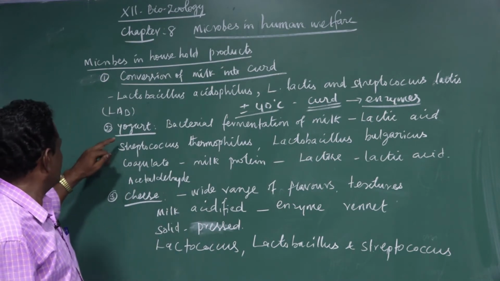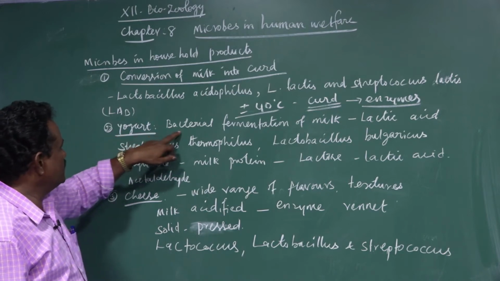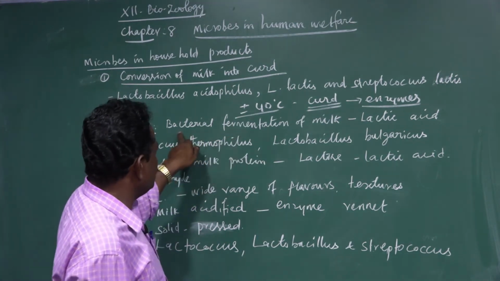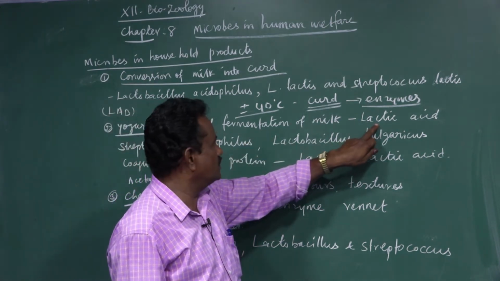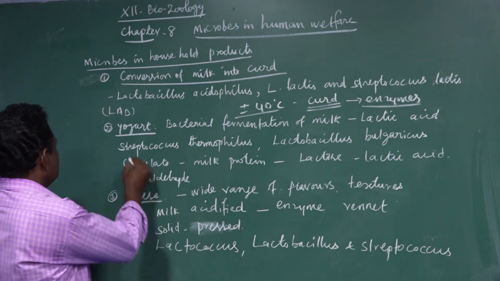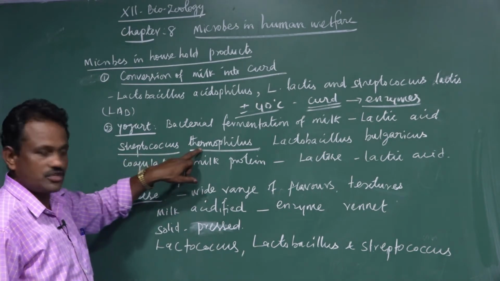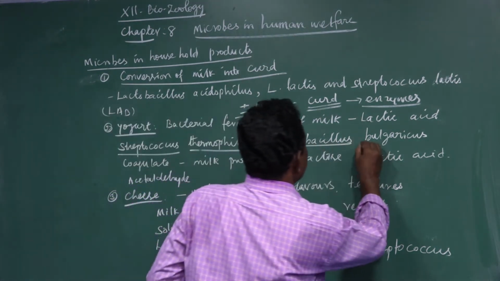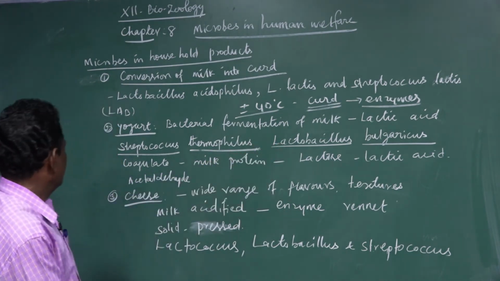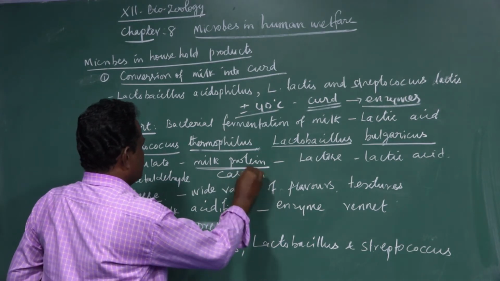And the second product we call yogurt. It is also a kind of curd. It is actually produced by the bacterial fermentation of milk. And during formation of the yogurt, an acid called lactic acid is produced as a by-product. The bacteria involved in yogurt formation are two bacteria playing a major role. One is called Streptococcus thermophilus, another one is called Lactobacillus bulgaricus. These two bacteria play an important role. And these bacteria act on the milk protein. The name of the milk protein is called casein.